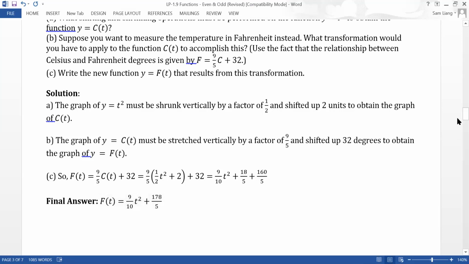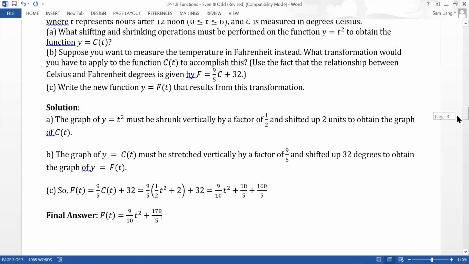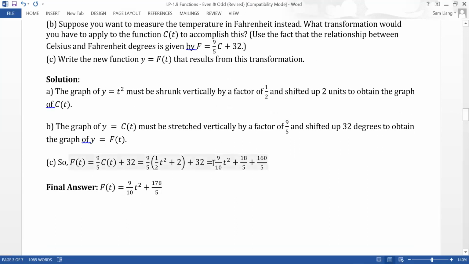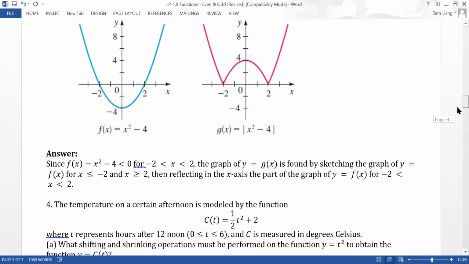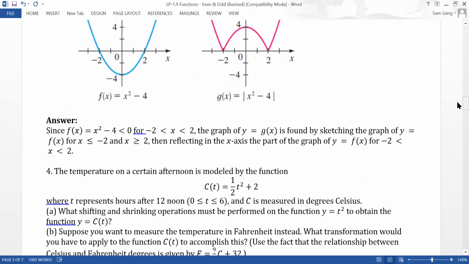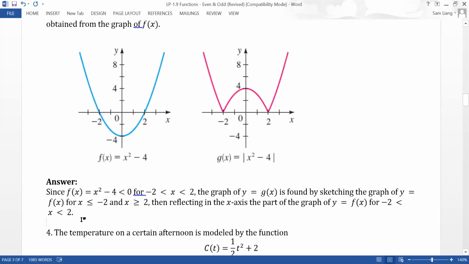Okay, so if you need to copy this solution, please pause the video here. I'm not sure if I paused the video here, but this is the solution to question 3. If you need to copy this down, please pause the video here.